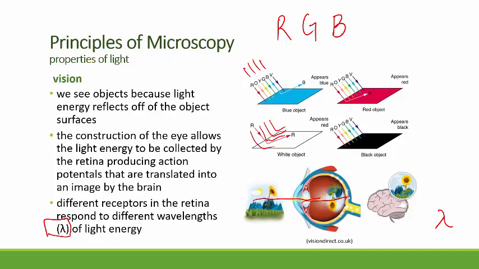So if the red, the green, and the blue cones, none of them are being activated as we look at stuff, then we see that as black. So if all three of them are activated, then we see white. If none of them are activated, we see black.